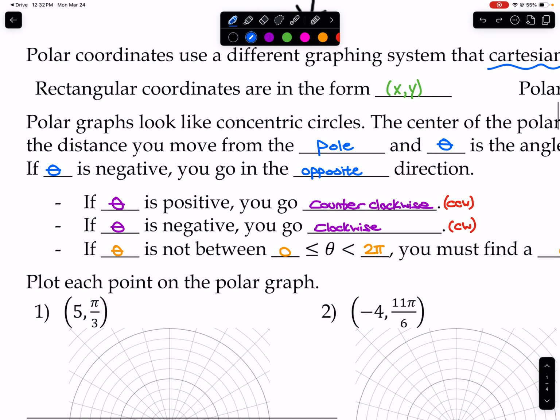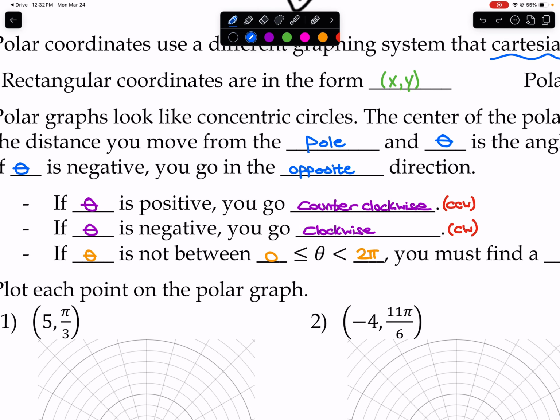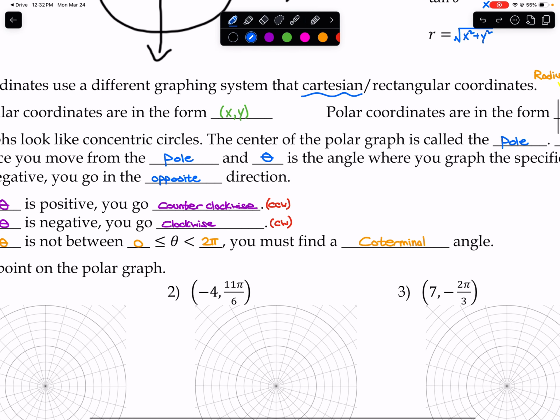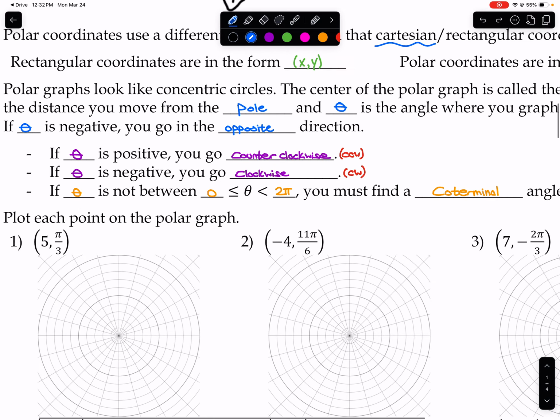For your theta value, back when we first learned about the unit circle, the context of it being positive or negative and clockwise or counterclockwise, all that information is still going to hold. You may have to find what we call a coterminal angle, which once again should be a review, depending on what type of angle we give you. So, diving right in.